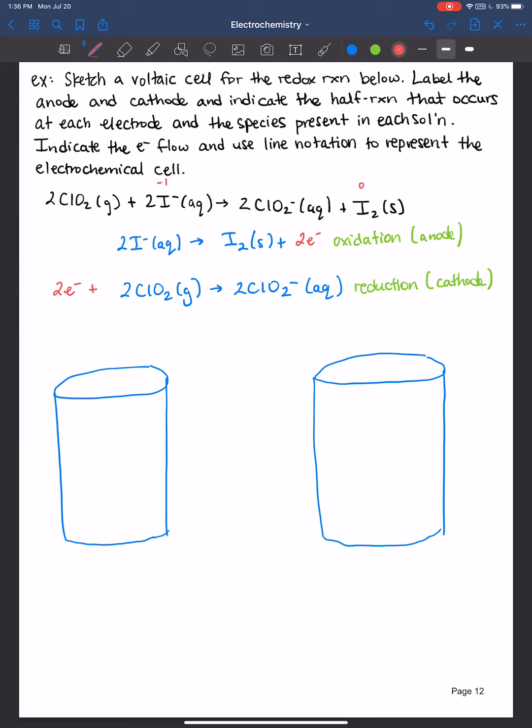I like to write the anode on the left side and the cathode on the right. Doesn't really matter, but if we're just making the electrons consistently going from left to right, then you want the anode on the left side. You also want to draw the electrodes, whatever they may be. We just know we need some sort of conductive surface here for the electrons to transfer. So those are my electrodes, and they're always connected by some sort of wire hooked up to a voltmeter.